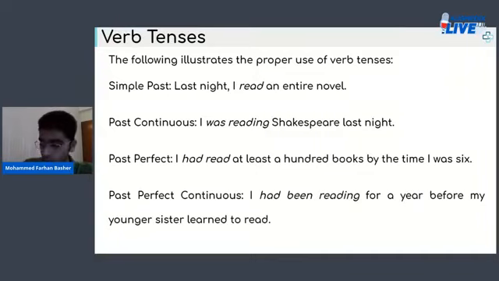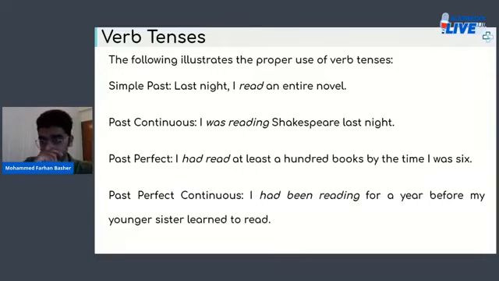Okay. Similarly, what about the past continuous tense? So we employ the past continuous tense when we want to talk about actions that, again, took place in the past. Only this time, you talk about them in the continuous tense, such as I was reading Shakespeare last night. You could possibly say that I read Shakespeare last night, but that would do. But you may also choose to say that I was reading Shakespeare last night.